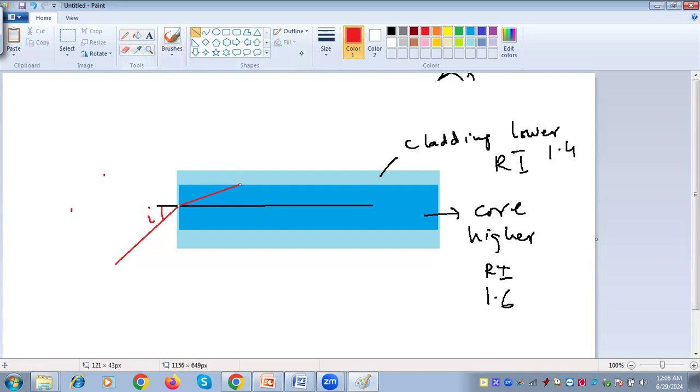So we draw the normal. This angle has to be greater so that the ray undergoes total internal reflection and reflects back. Here again it strikes the core to cladding boundary, so this angle again will be more than the critical angle. So there are chances that it will undergo total internal reflection. So it undergoes multiple total internal reflections, and finally it leaves this optical fiber at the other end.